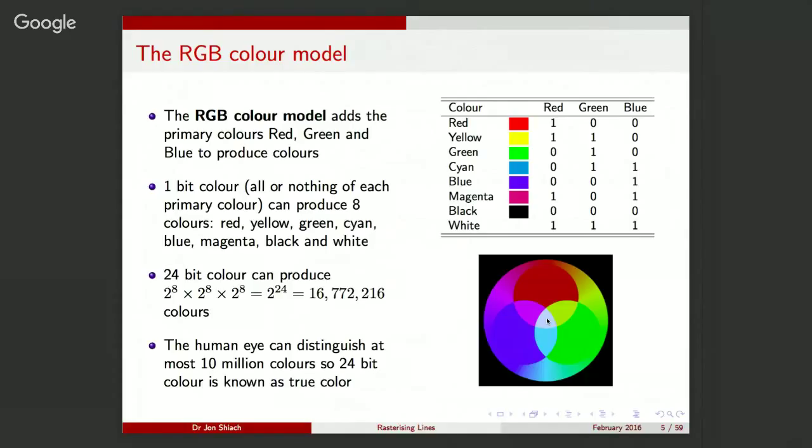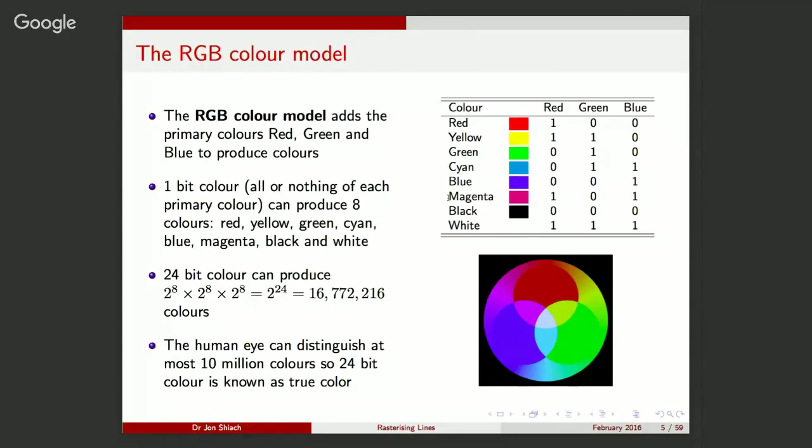So for example, if we have one bit colour, a bit can either be zero or one. So we have three colours and we can have two levels of each colour, none of it or all of it. So 2 to the power 3 is 8. So with 1-bit colour, we can generate 8 colours: red, yellow, green, cyan, blue, magenta, black and white, which you might have seen whenever you plot in MATLAB, it uses by default one of those 8 colours.